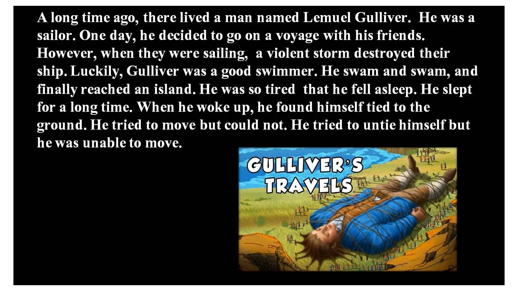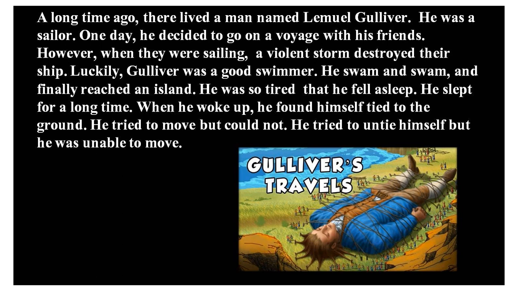A long time ago, there lived a man named Lemuel Gulliver. He was a sailor. One day he decided to go on a voyage with his friends. However, when they were sailing, a violent storm destroyed their ship. Luckily, Gulliver was a good swimmer. He swam and finally reached an island. He was so tired that he fell asleep. He slept for a long time. When he woke up, he found himself tied to the ground. He tried to move but could not. He tried to untie himself but he was unable to move.